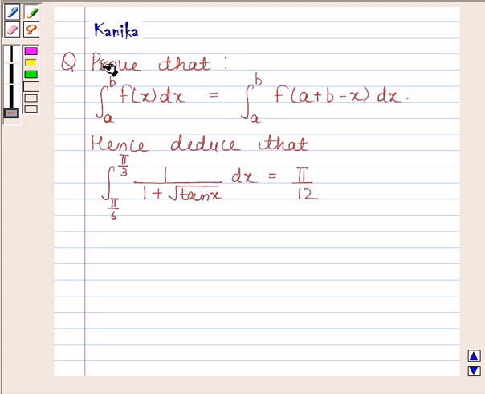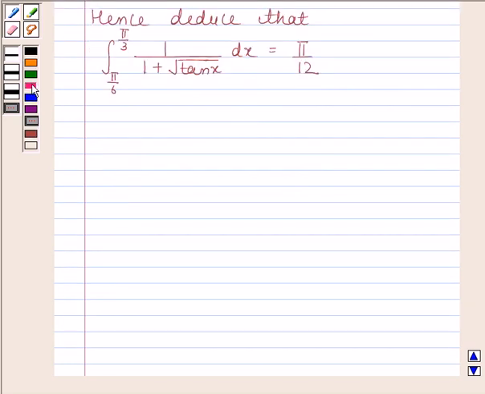The question says, prove that integral of f(x) from a to b is equal to integral of f(a + b - x) from a to b. Hence, deduce that integral of 1 by 1 plus root tan x from pi by 6 to pi by 3 is equal to pi by 12. Let's now begin with the solution. We will first prove the first part.